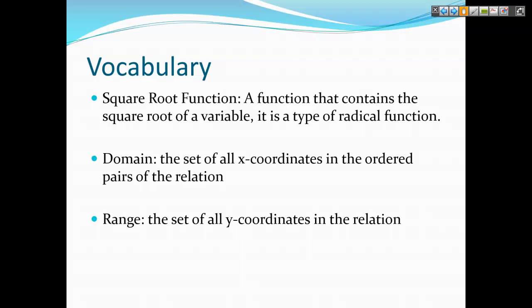The domain of a square root function is not all reals because it is not a polynomial. So square roots are radicals. They are functions, but they are not polynomials. Remember, in order to be a polynomial, all of the exponents must be whole numbers. Square roots' exponents are fractions.